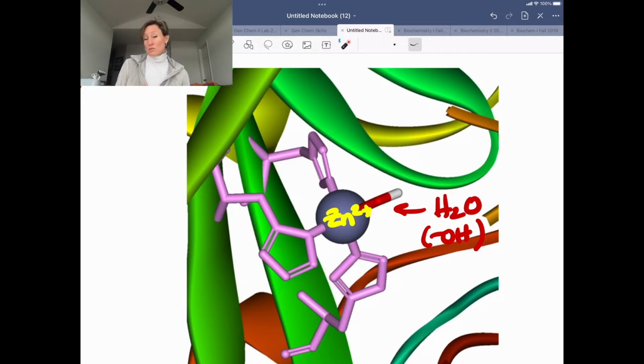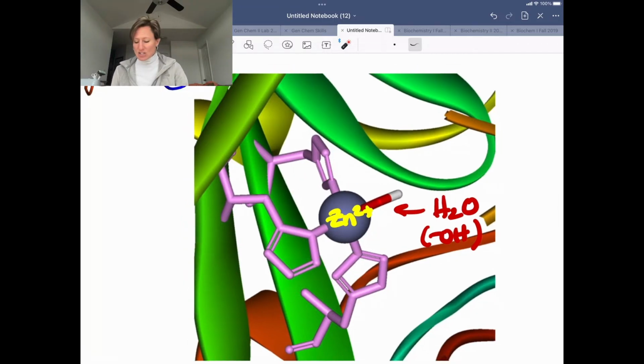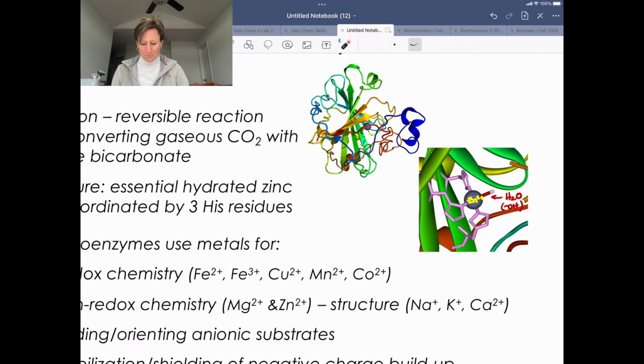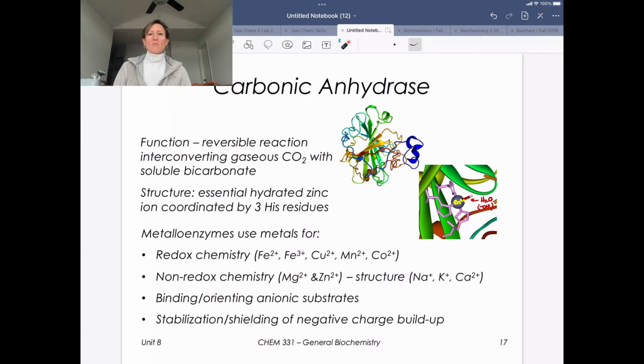Those histidine residues are not doing what we've seen in the past, like with RNase A. They're not doing acid-base chemistry, but they're actually being used to coordinate and position an essential zinc ion here. So just a little comment on why some enzymes need metals. We call those enzymes metalloenzymes. Sometimes there's actually redox chemistry that's going on.